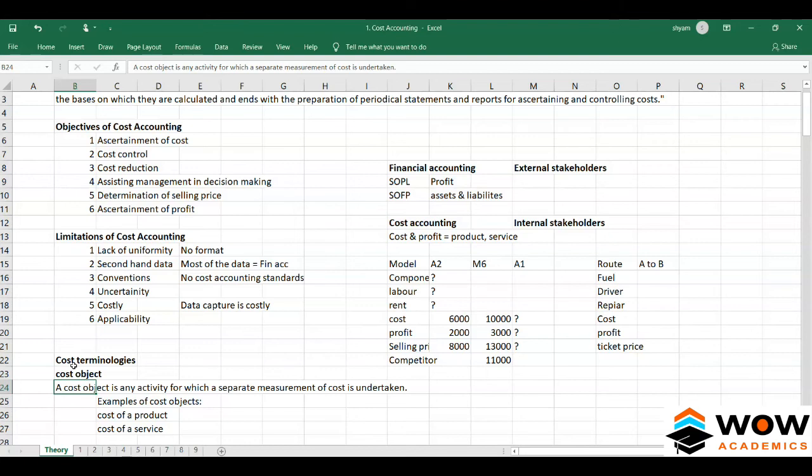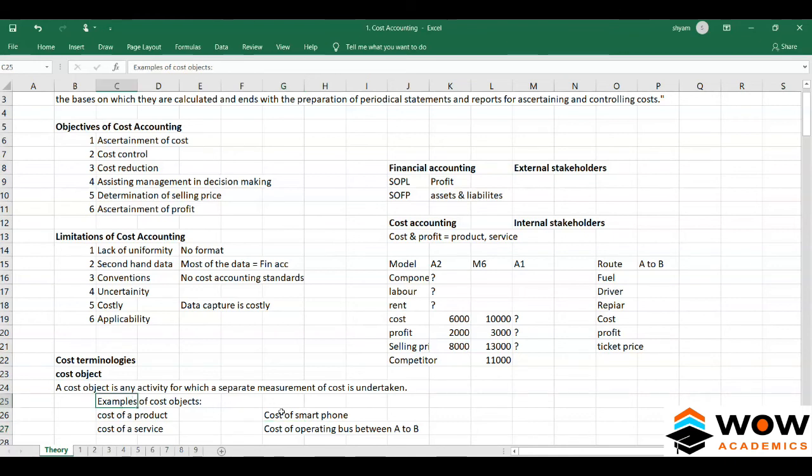Okay, for example, here we wanted to find out the cost of a smartphone. Or here, the cost of operating a bus between A to B. This is a route. So anything for which you want to have a separate measurement of cost, that is a cost object.